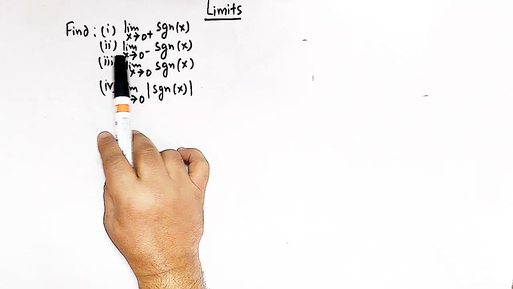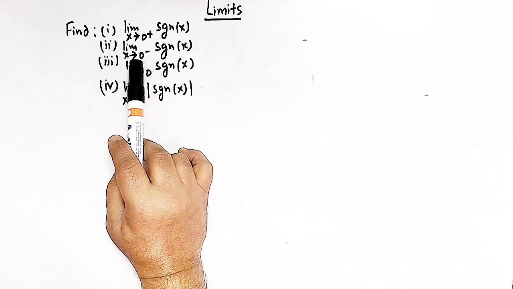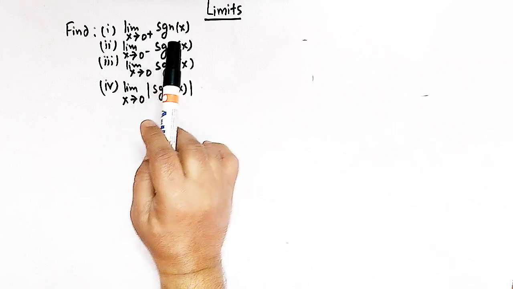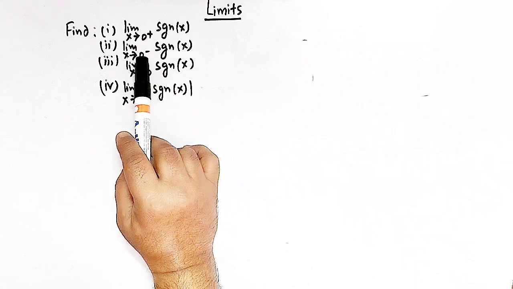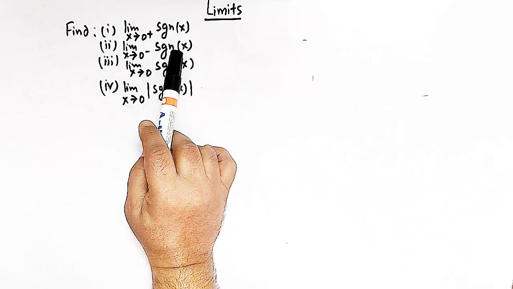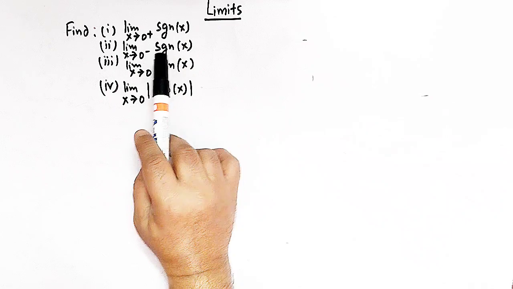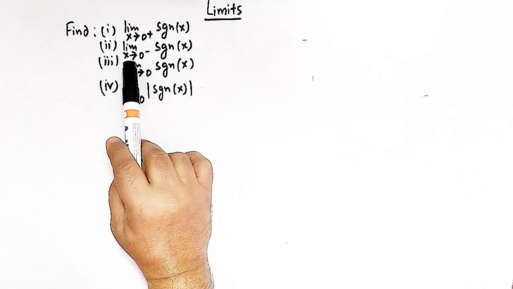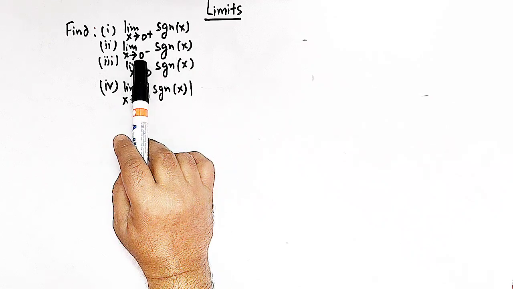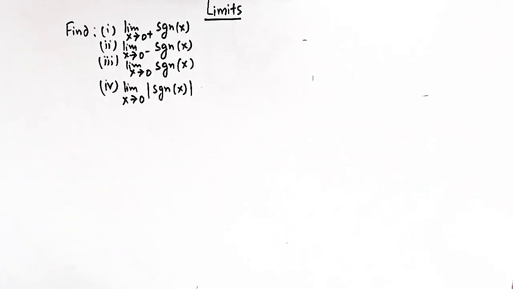And in the second case, we have to find limit x tends to 0 minus, and here we have signum of x. So again, here we have to find out the left hand limit of signum of x when x approaches 0 from the left of x equal to 0.